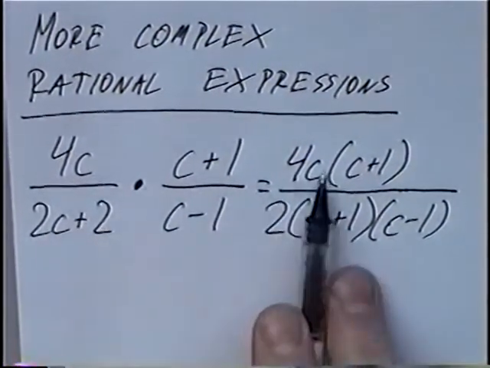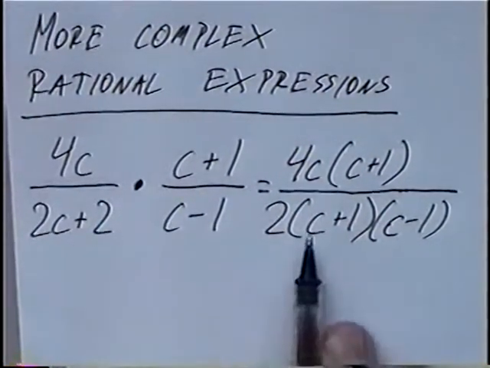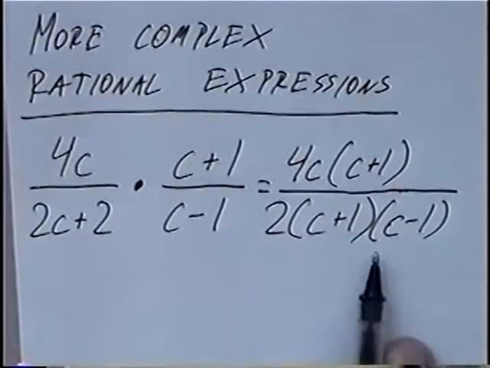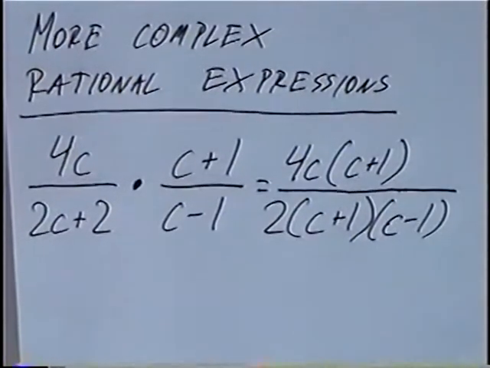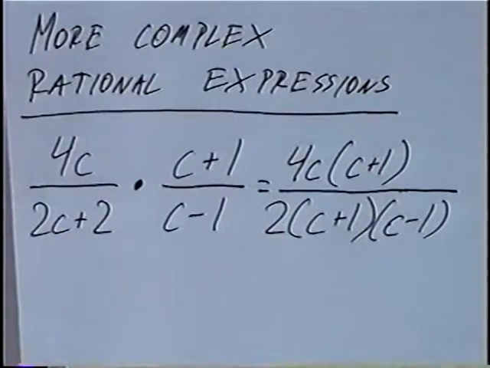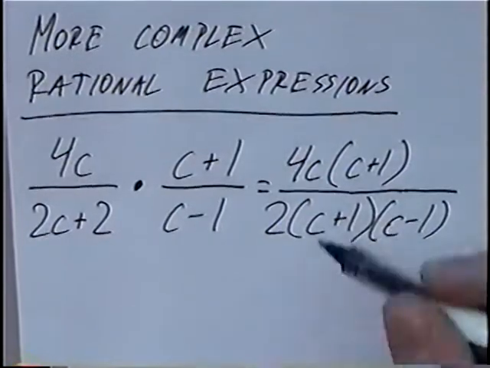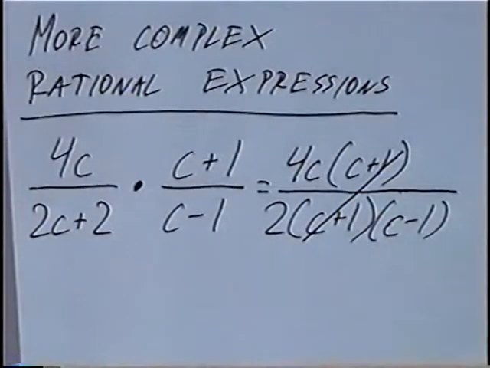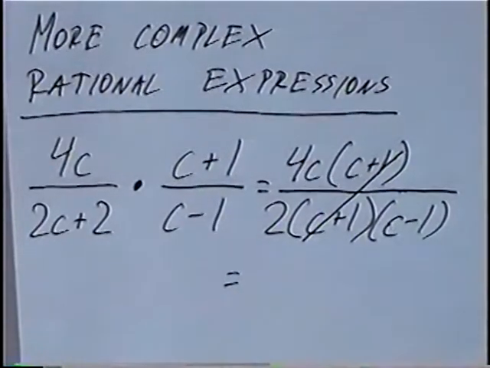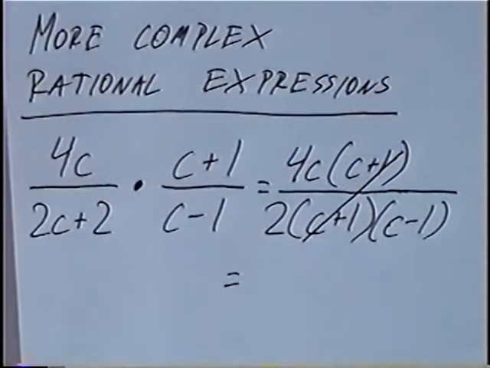So multiplying again, we can multiply straight across, factor when possible. When we have a single fraction and we're dividing, we can see if we can cancel any factors out. For example, the parentheses c plus 1 and c plus 1 both match up exactly, so we can cancel or divide those. For a final answer, we want to reduce when possible.